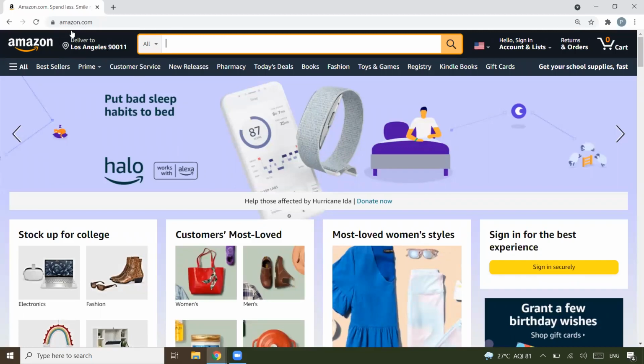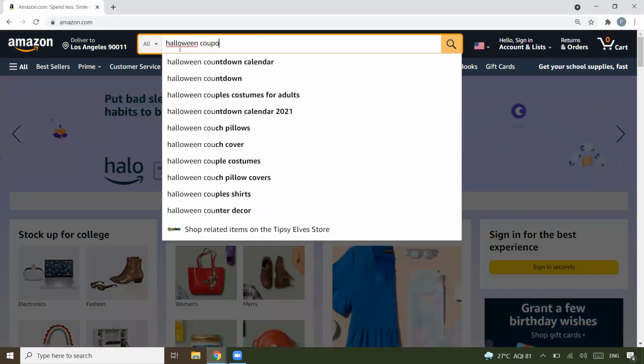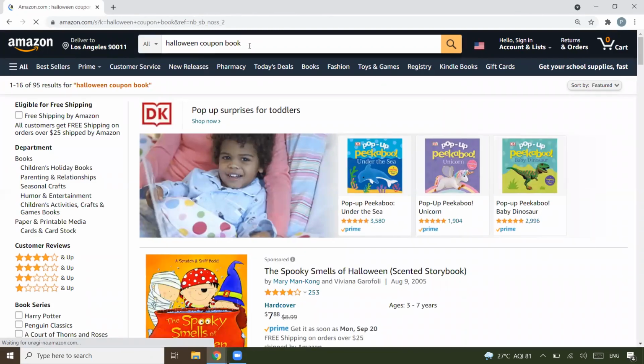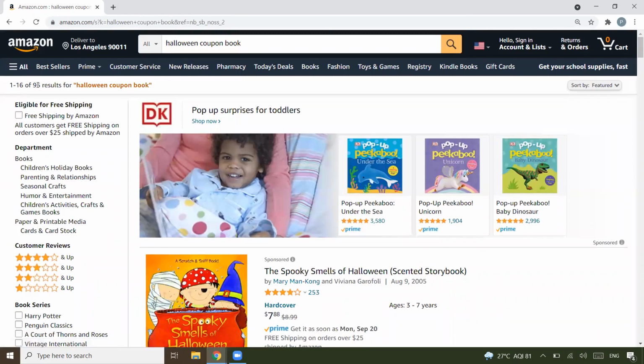So I have opened Amazon.com, and the very first thing that I do when I open Amazon.com to do niche research is change the pin code to a US zip code. So this is what I have entered, and it is of Los Angeles. And let's type down Halloween coupon book. We could see that Amazon itself was suggesting it, so that means people are looking for a Halloween coupon book. And the interesting thing over here is that we have just got 95 results. So that means it is a very low competition keyword.